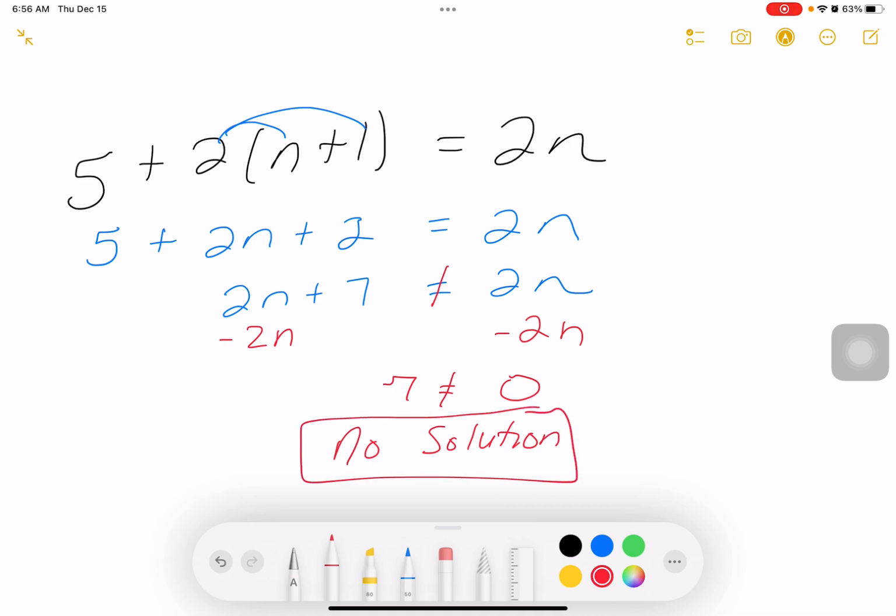All right, so when the two sides are not equal to one another, there's no possible solution that we could put in for the variable that would make them equal.